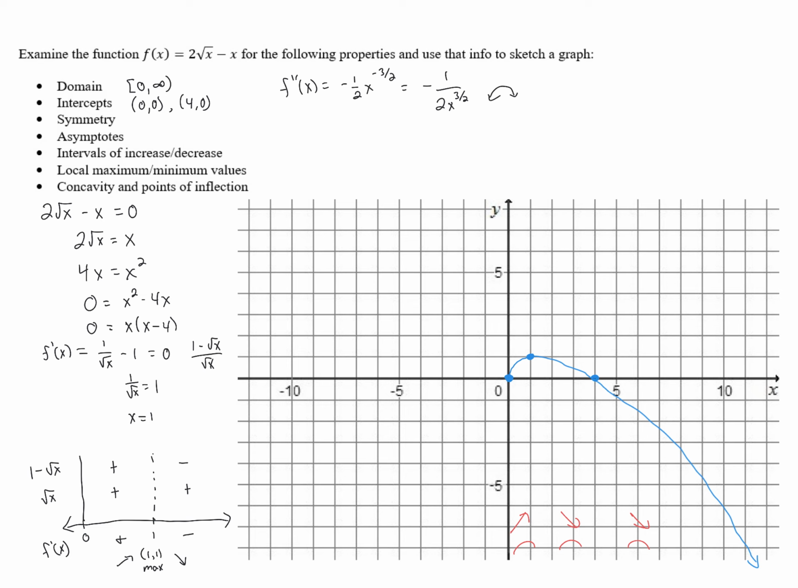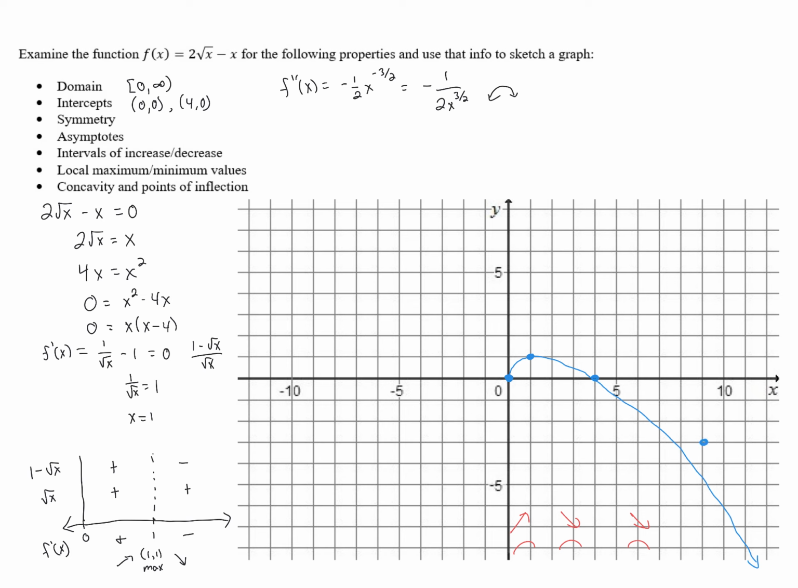If we wanted to have more accuracy down here, we could pick another x value and plug it in. In fact, why don't we try that? A nice x value here is actually going to be 9, because if we plug in 9 for x, we can take the square root of 9, which is 3. So this is going to be 2 times 3, which is 6, minus 9. 6 minus 9 is negative 3. So we actually have a point at 9, negative 3.